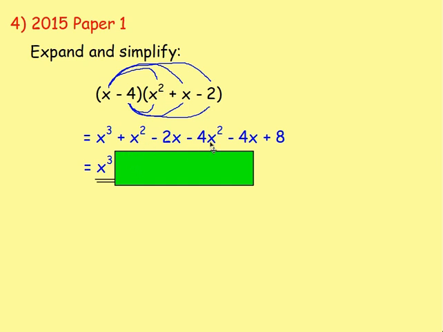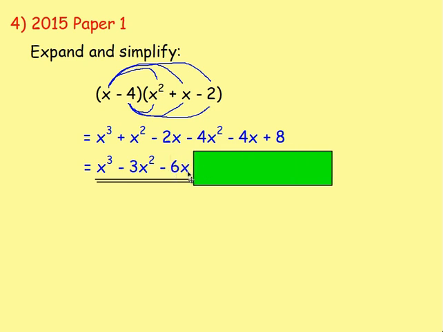After that, with the x cubed, you've only got that 1x cubed, so that would stay as it is. X squared, you've got 1x squared take away 4x squared. 1 take away 4 is negative 3, so negative 3x squared. Negative 2x take away 4x. Negative 2 take away 4 is negative 6. So you'd have negative 6x. And number-wise, you've just got the plus 8. No other numbers to add or subtract.